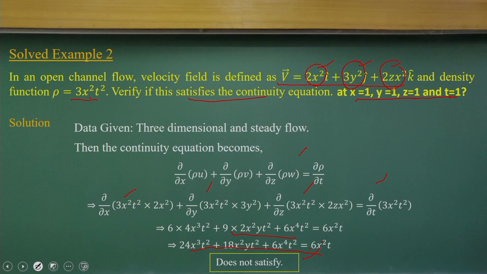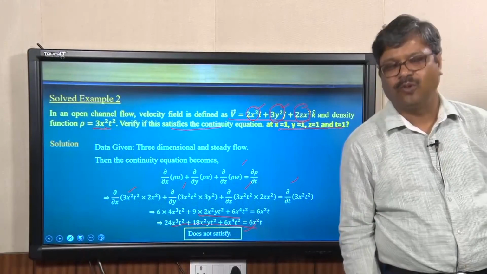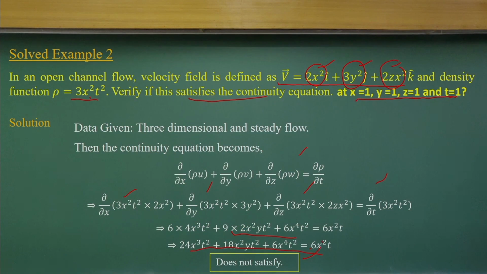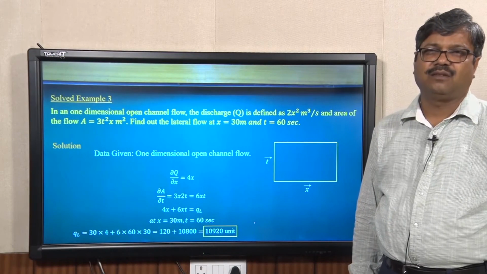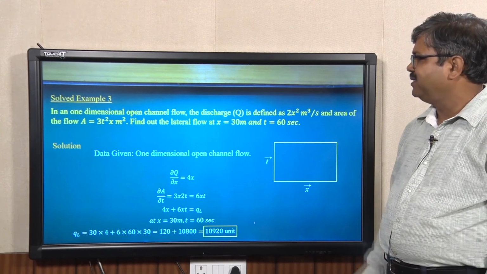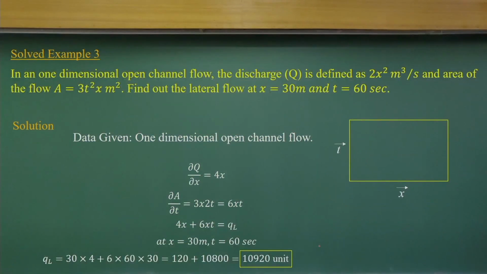These are very simple examples given to get the idea of how you can solve such problems. Again, in a one-dimensional open channel flow, where we are talking about only the x direction, discharge is defined as 2x square cubic meters per second. Area is given as a function of t and x. Find the lateral flow at x equal to 0 and t equal to 0.